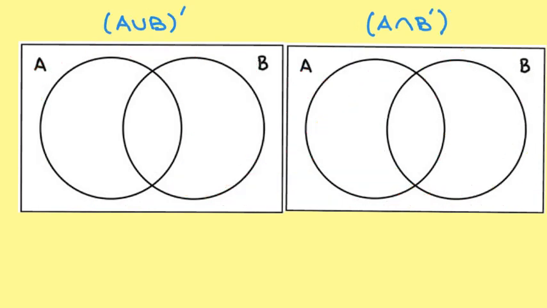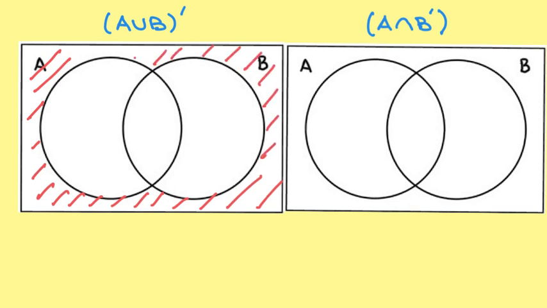In the first diagram, we want A union B, not. In other words, we want to know everybody who doesn't like apples or bananas. So it's everybody on the outside. So all the way around here. So this is basically the opposite of A union B.